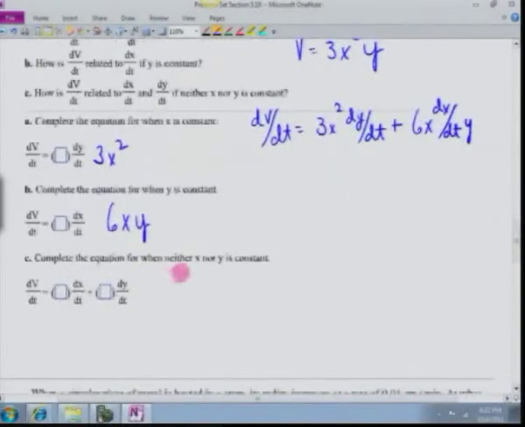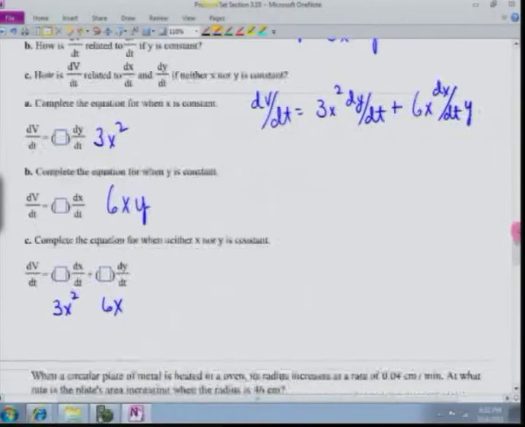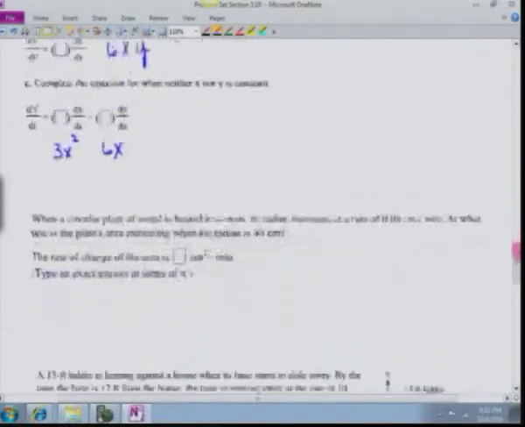All right. How about when neither x nor y is constant? Is that what we had up here? So we would have 3x squared there and 6x there. It was trying to make you think. It was trying to get you just outside the box a little bit. Of course, I did pick the question. All right, so we're good?